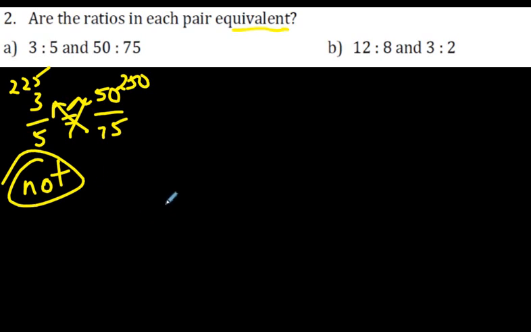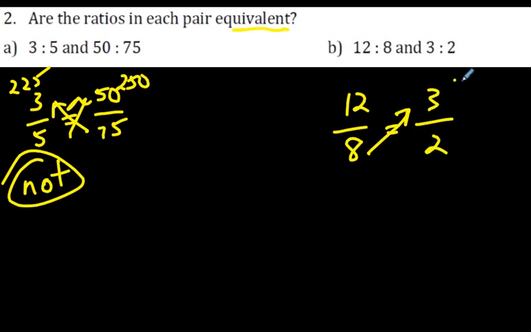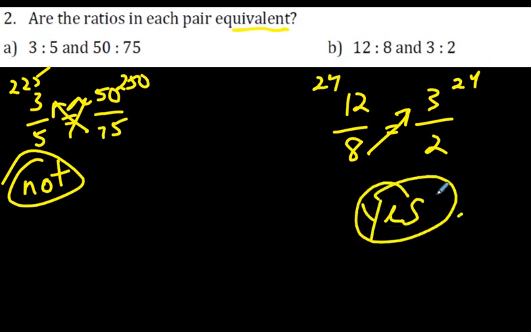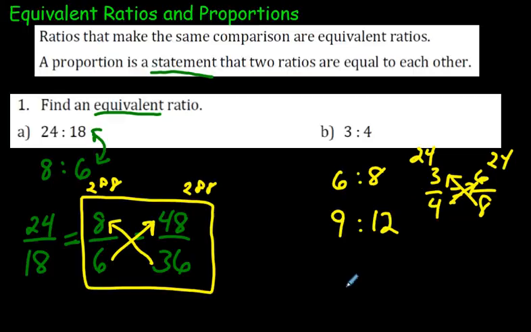Let's look at the next one. 12 over 8 is apparently equal to 3 over 2, but let's see if that's true. 8 times 3 is 24. 12 times 2 is 24. Yes. These ones are equivalent. They're equivalent ratios.